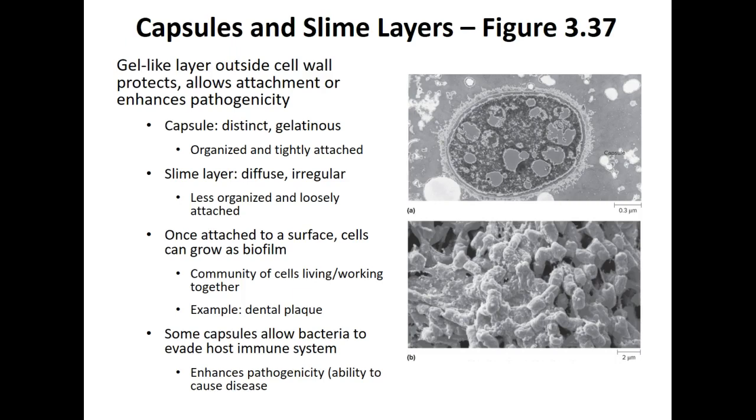Now, these outer layers, both the capsule and slime layer, can be used for association by bacteria. When they associate in certain situations, they form what are called biofilms. The biofilms consist of a community of cells living and working together. They live and work together for protection and to ensure each other's survival, essentially. An example would be a dental plaque. These biofilms, as they develop within the human body, can be very difficult to treat due to the protective nature that typically accompanies their formation.